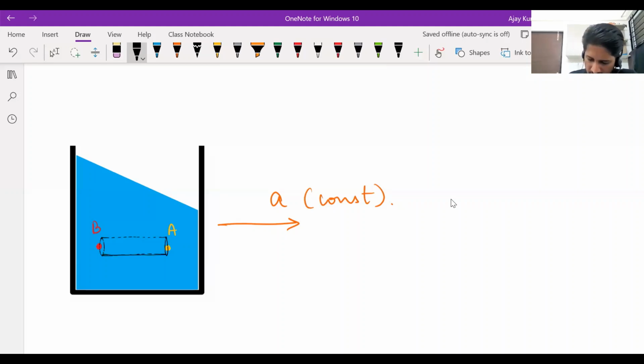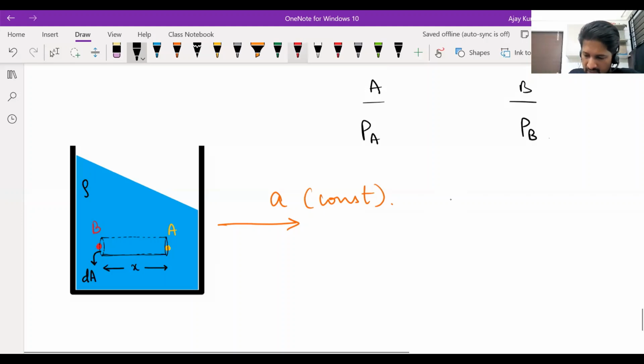Consider a cylindrical part of the liquid. Cross section will be taken as dA. Density of the liquid is rho. And this length, the distance between A and B, let's call it x. Okay, we used to call depth y. This horizontal distance, let's call it x. Now, what is it that we want? We want the pressure difference between A and B. So let the pressure at A be PA, pressure at B be PB.